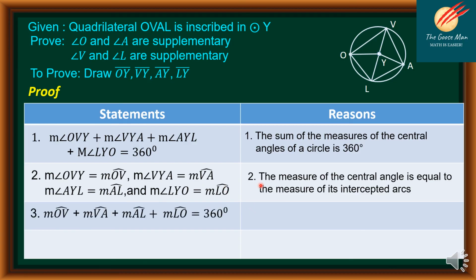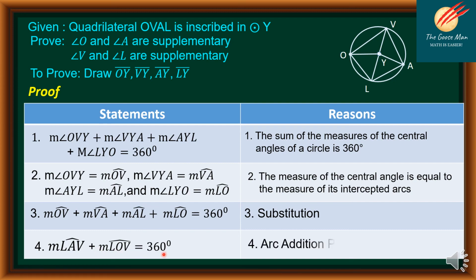Moving on, we have the measure of arc OB plus the measure of arc BA plus the measure of arc AL plus the measure of arc LO is equal to 360 degrees. So we can have the substitution. We substitute the value of this 360 with these statements 1, 2, and 3. Moving on for number 4, we have the measure of arc LAB plus the measure of arc LOB is equal to 360. So that is the arc addition postulate.